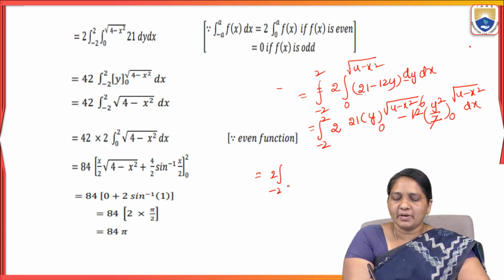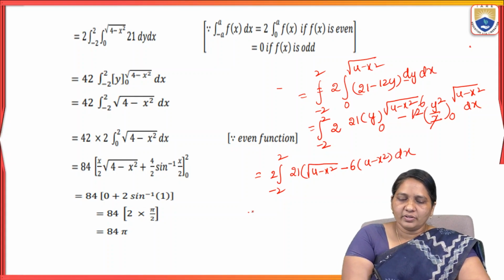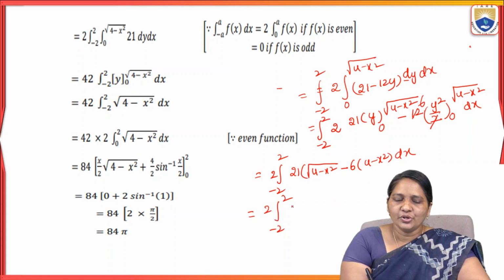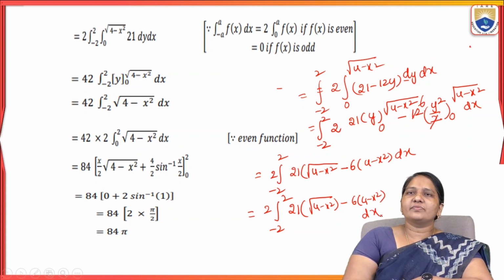Now we are simplifying this one. 2 integral minus 2 to 2 of 21 into square root of 4 minus x square, minus 0, minus 6 into y square, that means 4 minus x square, into dx. So this is 2 integral minus 2 to 2 of 21 into square root of 4 minus x square minus 6 into 4 minus x square into dx. First we are going to simplify this one, after that we can do with respect to x.